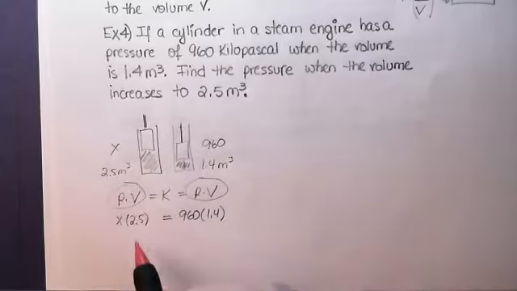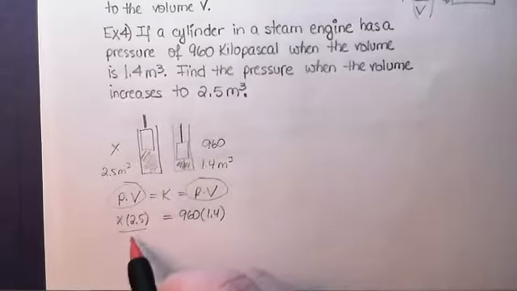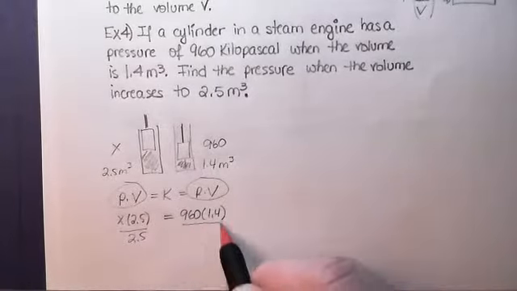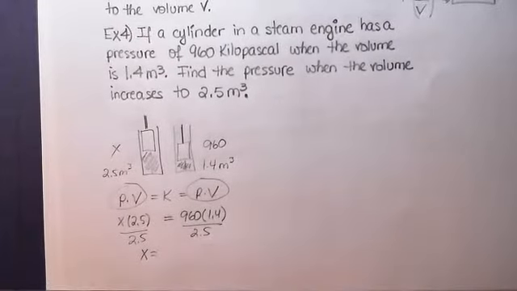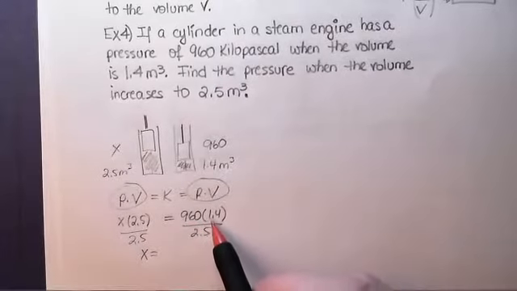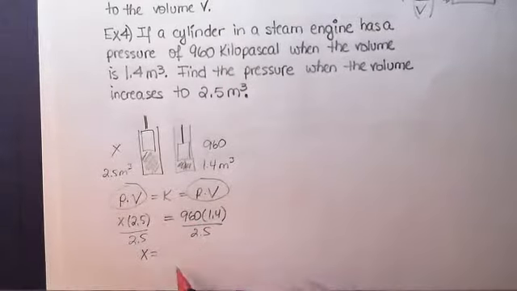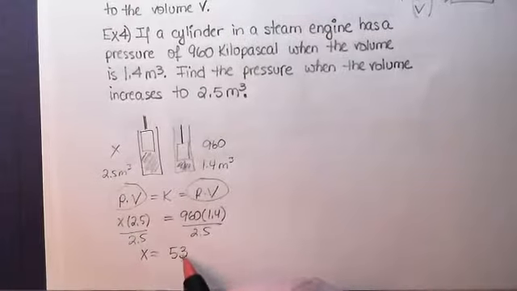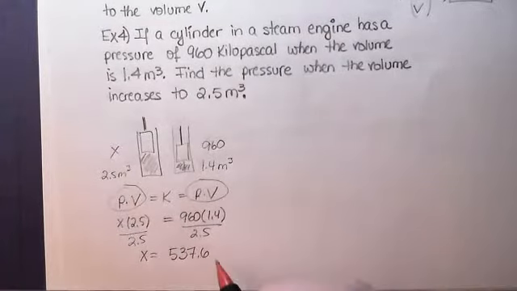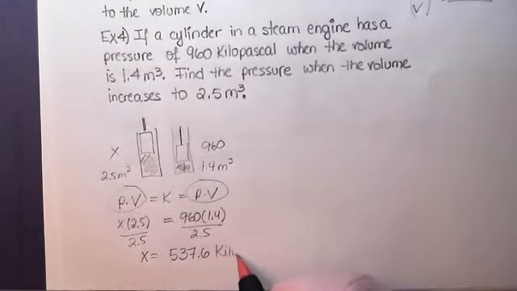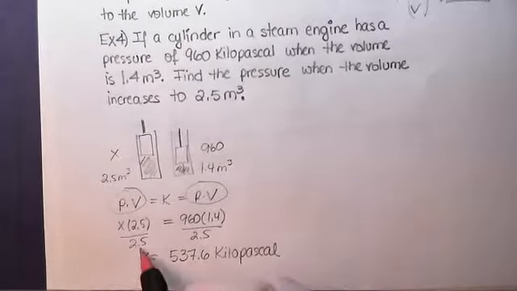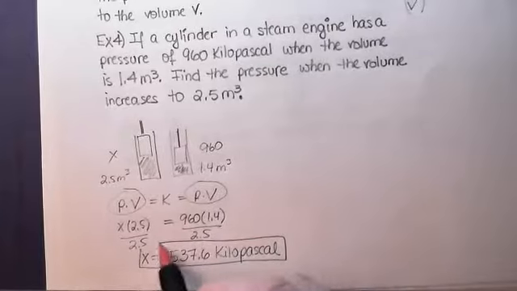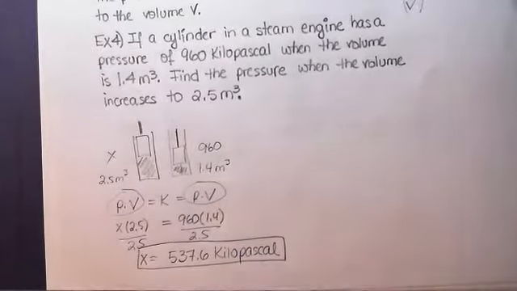So we get the X alone by dividing by 2.5. X equals 960 times 1.4 divided by 2.5, which is 537.6 kilopascal. Alright, very well.